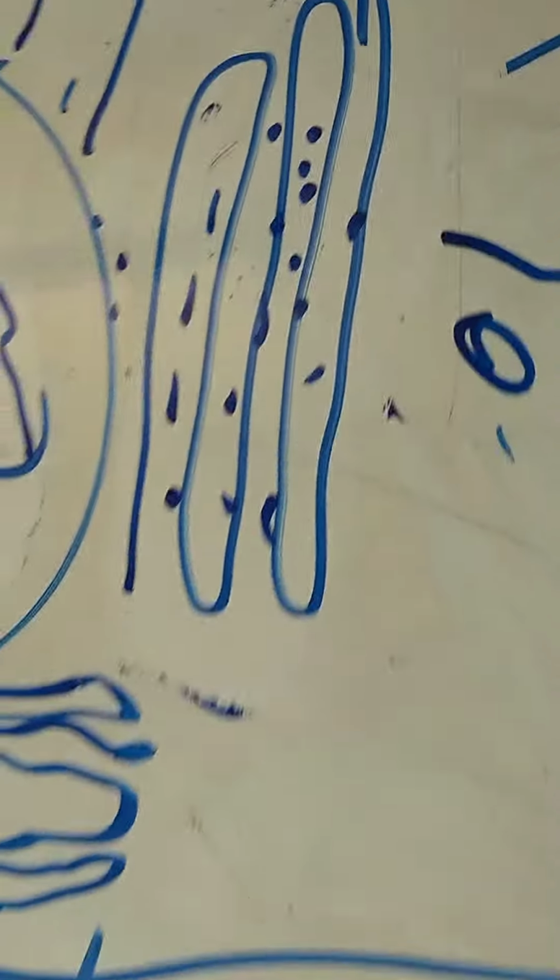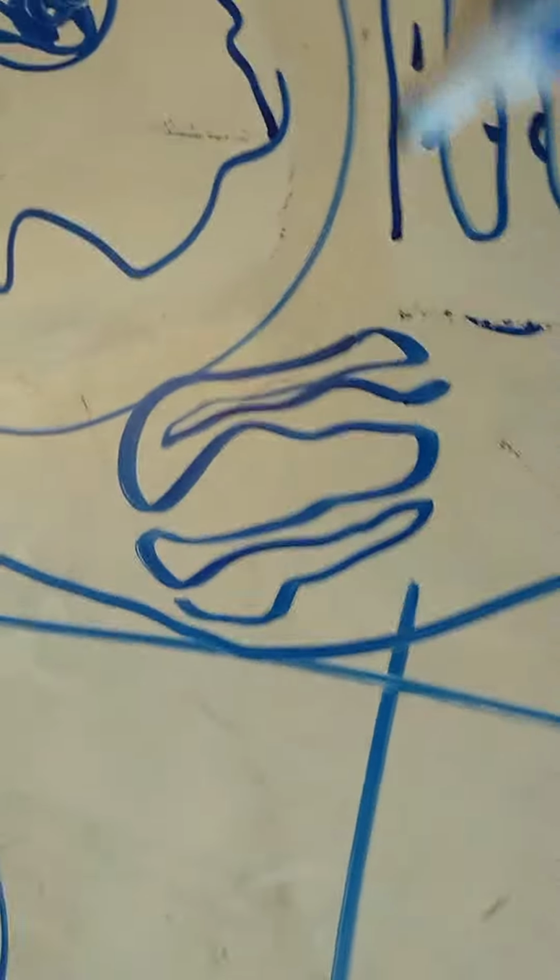All these dots here are ribosomes. The rough ER is like the factory. The ribosomes are like the workers. The workers read the RNA and produce proteins. Over here we have the smooth ER with no ribosomes, notice, and it's responsible for lipids.